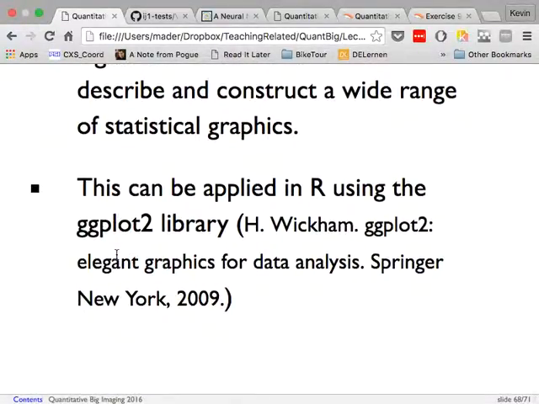In R, and now in Python as well, you have these toolboxes which are built off of this grammar of graphics, which uses that same approach for making the graphs. In R, it's called ggplot2. In Python, it's just called ggplot.